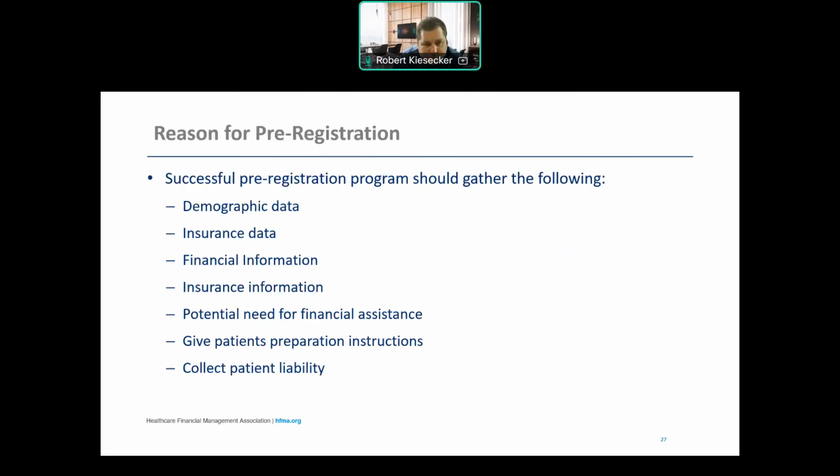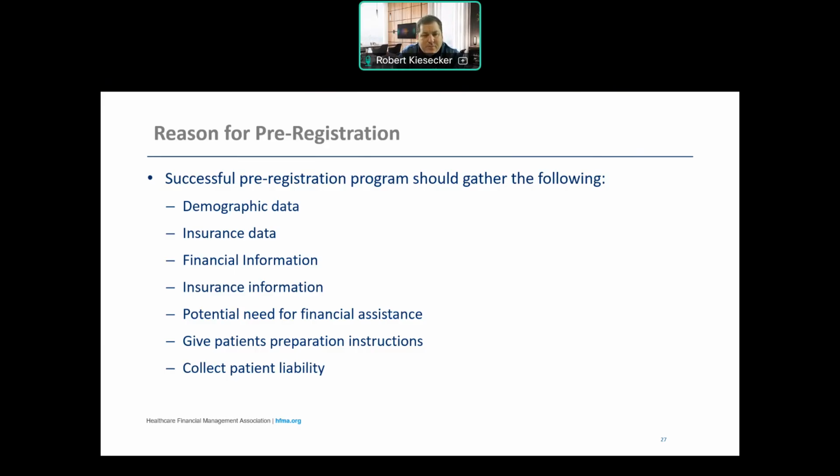Okay. A reason for pre-registration. A successful pre-registration program should gather the following information. And if you haven't done so, go hug a patient registration person or patient access person, because their role is so incredibly important in our revenue cycle. They are the unsung heroes of this team, because if they don't get what they need done, it causes a string of events that really make things very challenging. Okay, so it's very important.